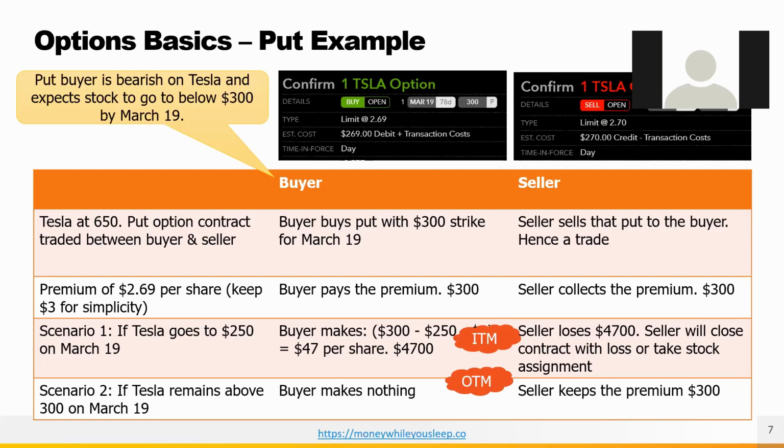Okay. So if it goes below 300, like 280, what will happen on March 19th? Let's say in this particular example Tesla goes to $250, which is below $300, right? Correct. Then the buyer is making money and the seller is losing money here.